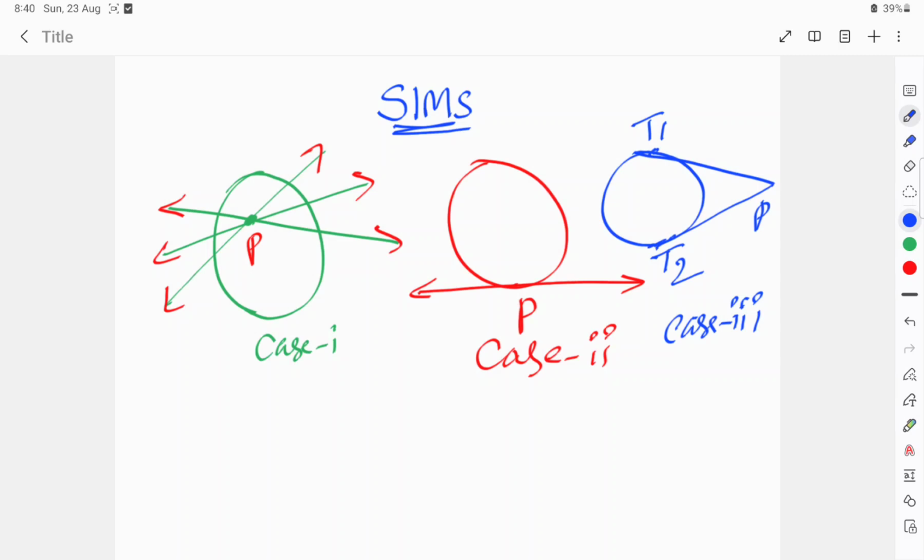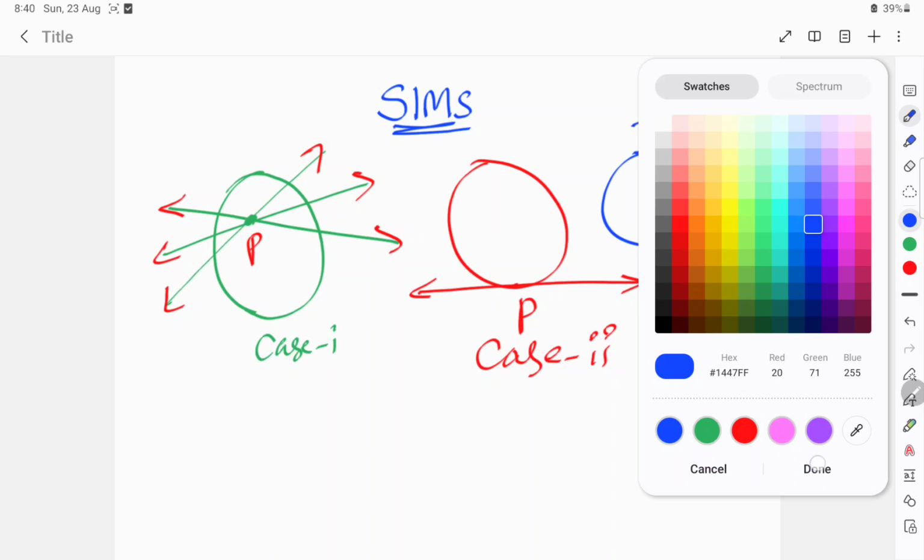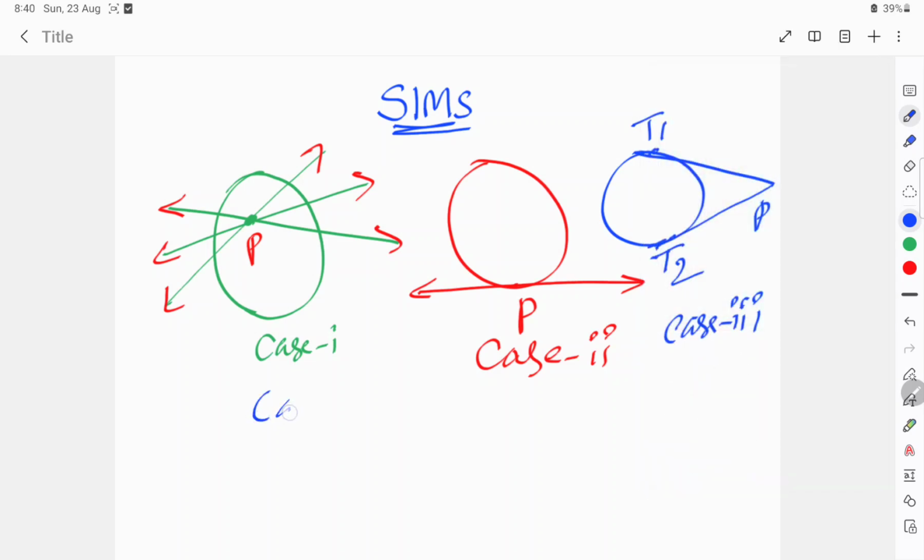Today's topic: draw a circle on paper. Take a point P inside. First case is P inside. Second case is P on the line, on the circle. Third case, P on the outside. So now we discuss how to make a tangent or not.